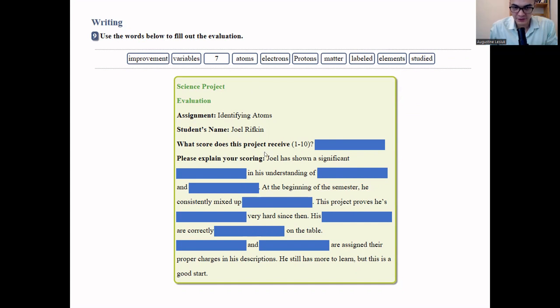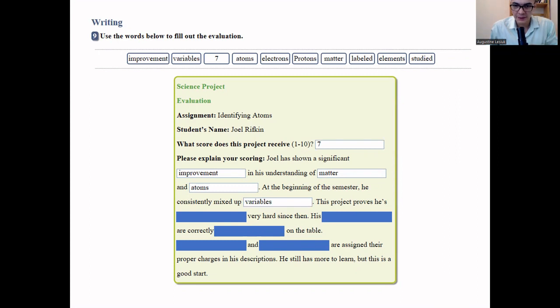What score does this project receive? 1 to 10. The answer, 7. Please explain your scoring. Joel has shown a significant improvement in his understanding of matter and atoms. At the beginning of the semester, he consistently mixed up variables. This project proves he's studied very hard since then.